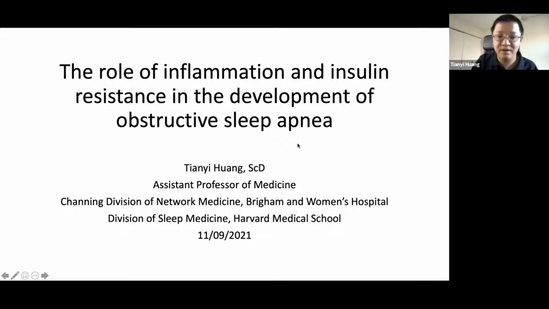I also feel there is substantially less work in sleep compared to other areas, even other lifestyle factors like diet and physical activity. So I think there's a lot to explore in this area. Today my talk will focus on the role of inflammation and insulin resistance in the development of obstructive sleep apnea. This is work directly supported by my K01 award.